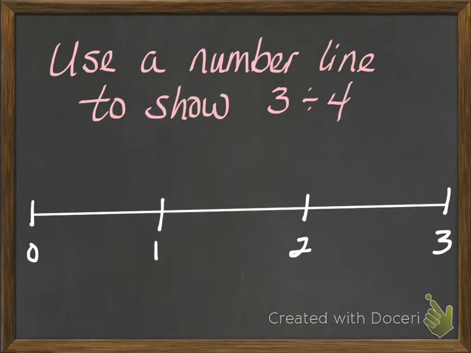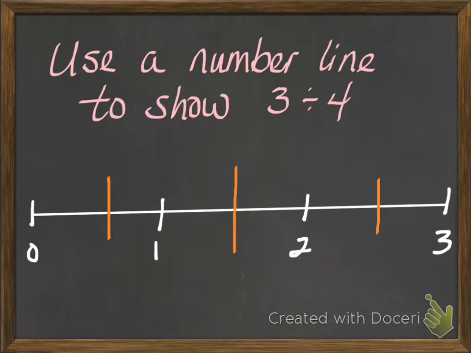Okay, now let's use the number line to show 3 divided by 4. There's 2 ways to do this, like I showed you just a minute ago. I can think of 3 divided by 4 as the whole number 3 being divided into 4 equal sections. So I'm going to cut it into 2 equal sections, and then cut each of those 2 equal sections into another 2 equal sections. So 3 being divided by 4.